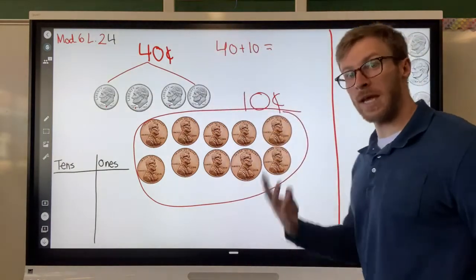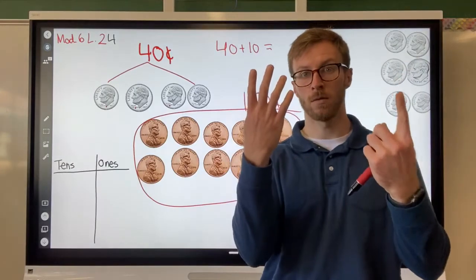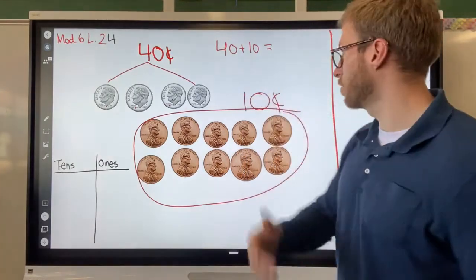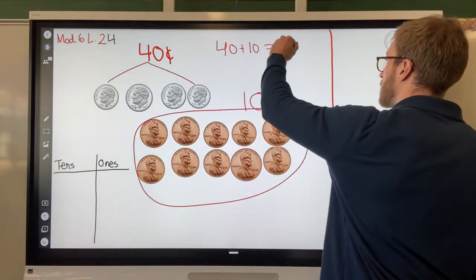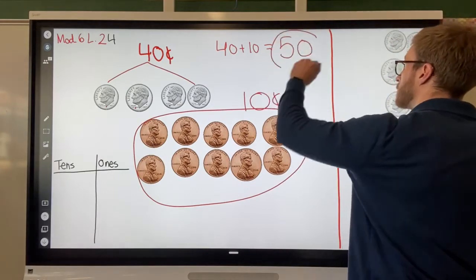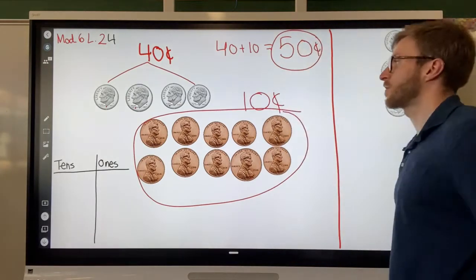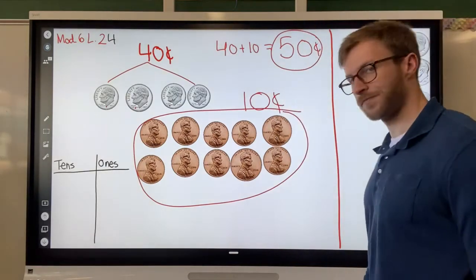What is 4 tens plus 1 more ten? Well, it's 5 tens. 5 tens and 0 ones. So our answer is 50 cents.